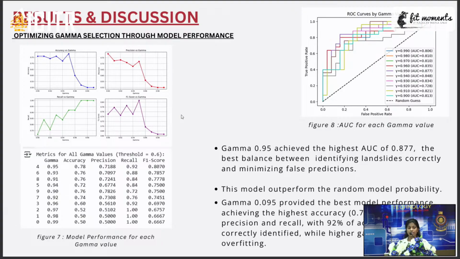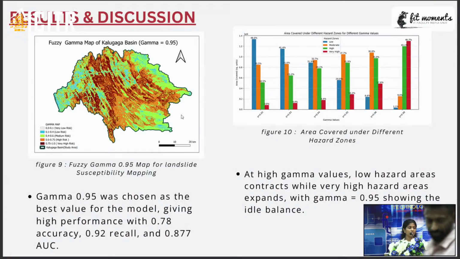As you can see, when the gamma value gets higher, there is overfitting, and the model flags non-landslide areas as landslide areas too, which makes them very wrong.